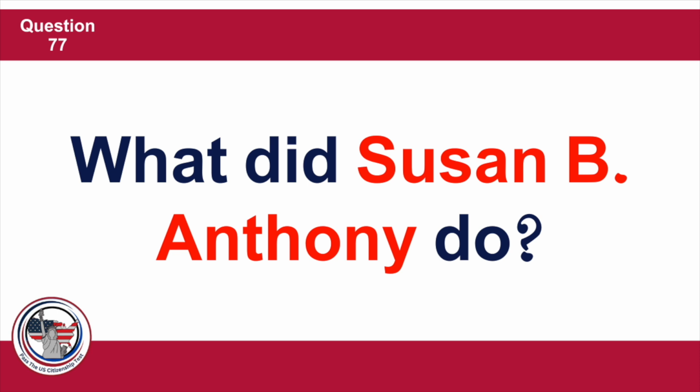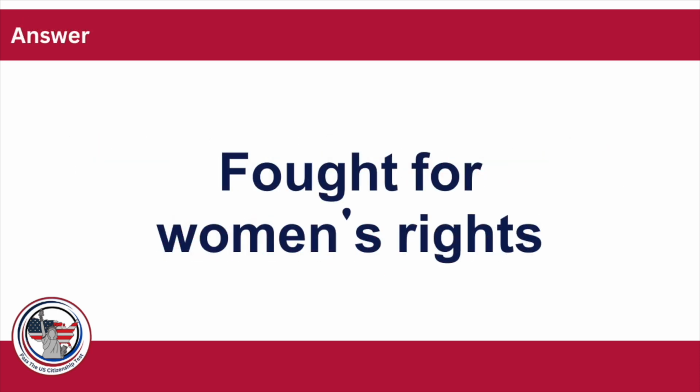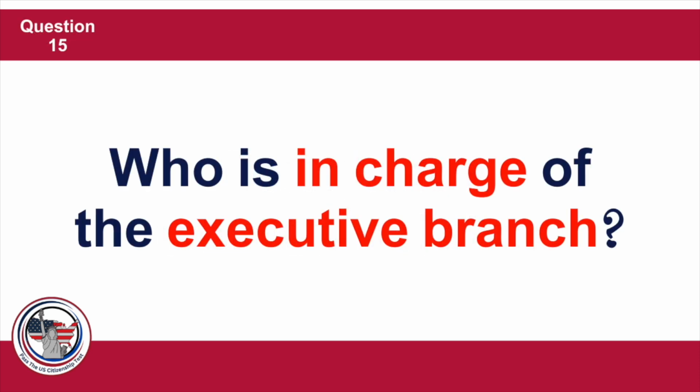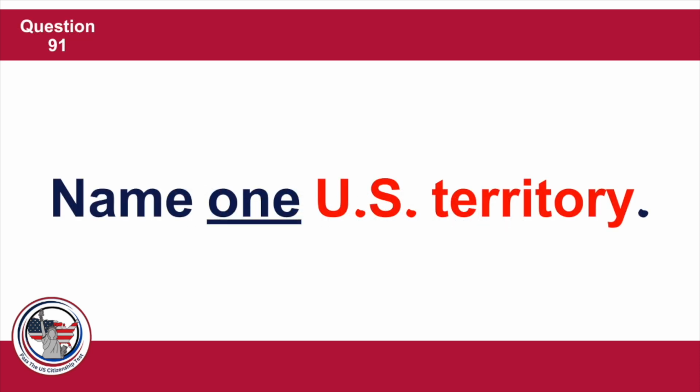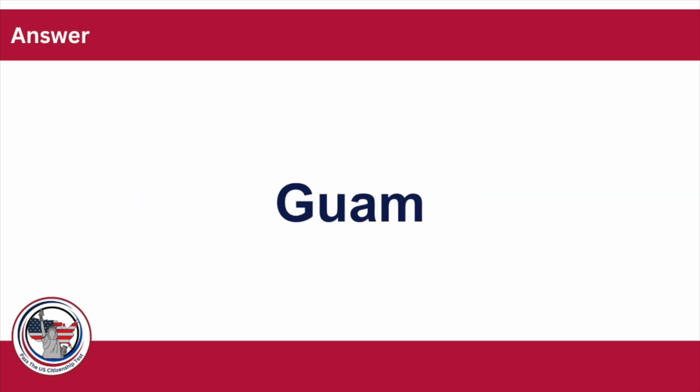What did Susan B. Anthony do? Fought for women's rights. Who is in charge of the executive branch? The President. Name one U.S. territory. Guam.